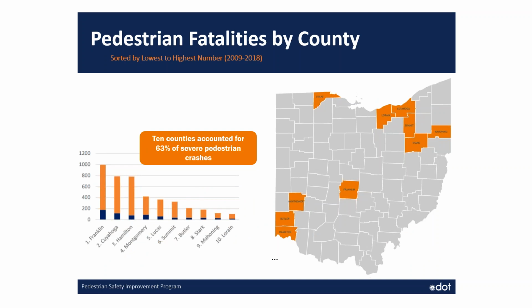And back to that graphic by county, 10 counties did account for 63% of our severe pedestrian crashes. And these are all the counties that include our most urbanized districts, our largest cities. So we knew that maybe targeting these first would be the biggest bang for our buck to start. Not saying that we don't want to implement pedestrian countermeasures everywhere. We want to, but this is just how we wanted to pilot this specific program.